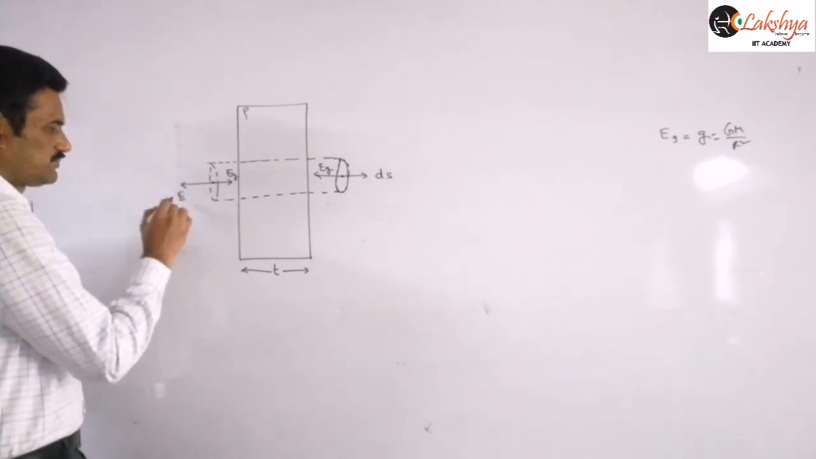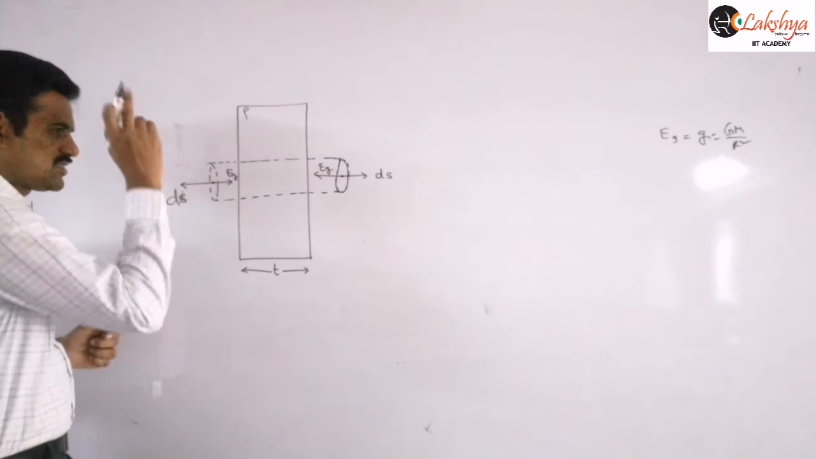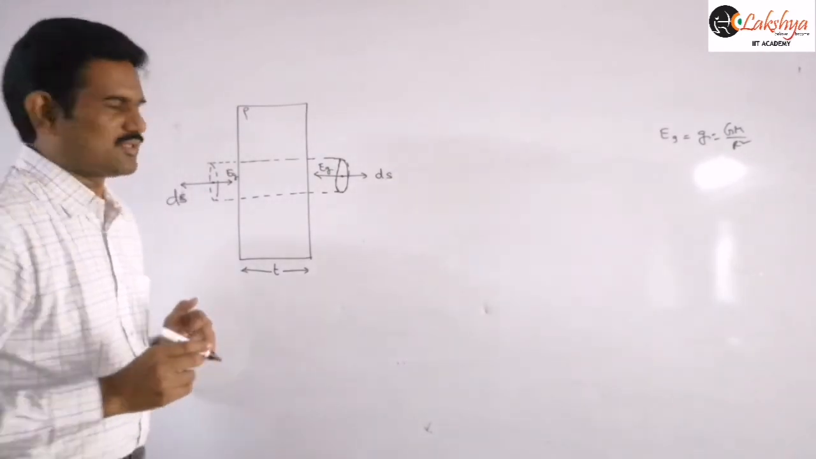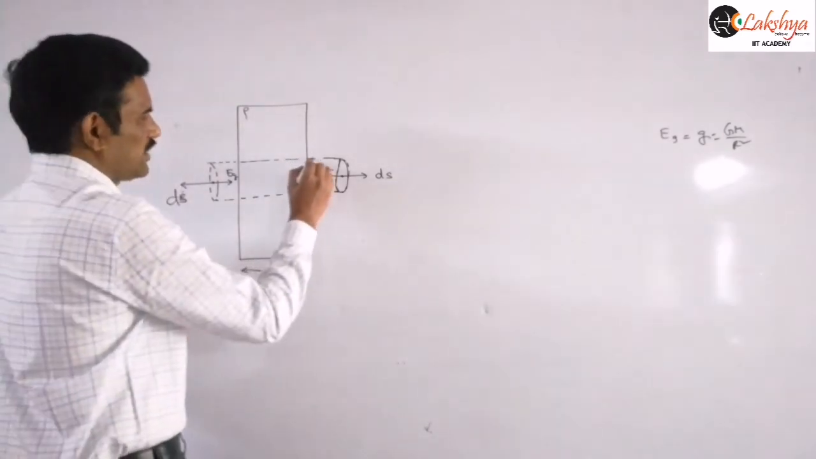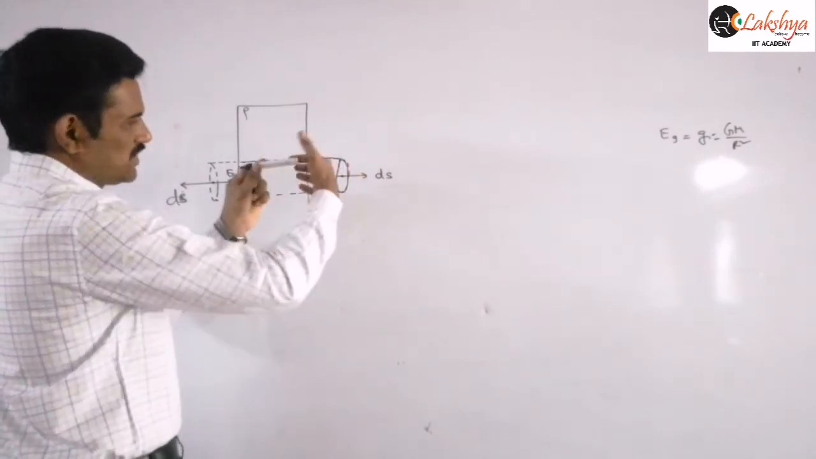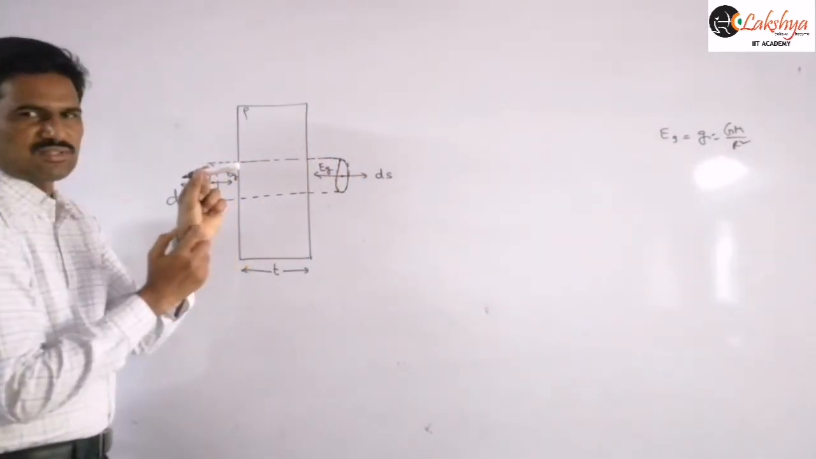Got it? We can observe this. This is the reason why we get the negative sign in the formula. Then, considering the curved surface of this cylinder, and the plane surfaces we discussed there.